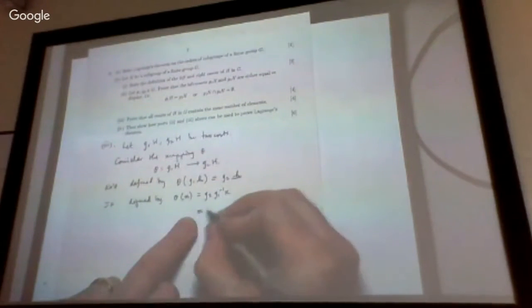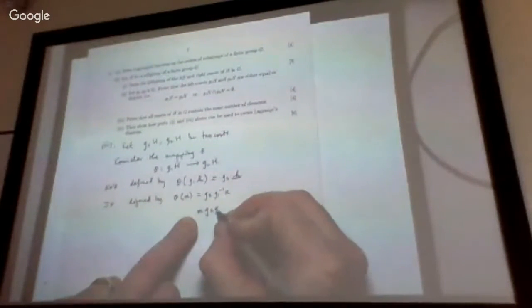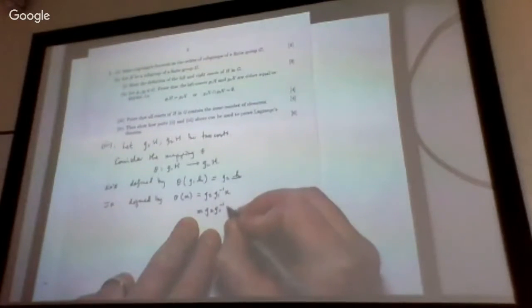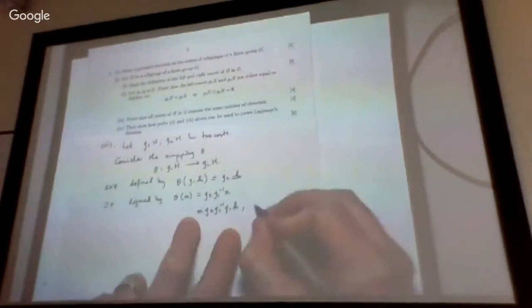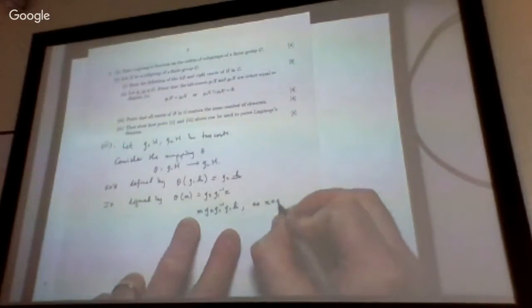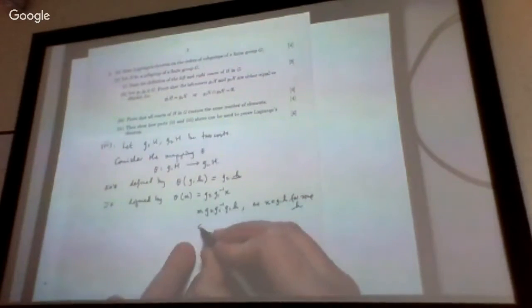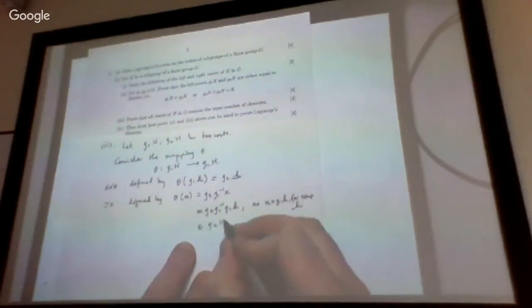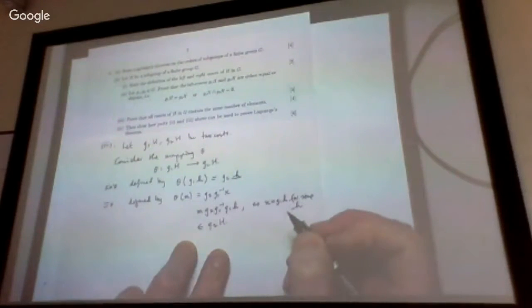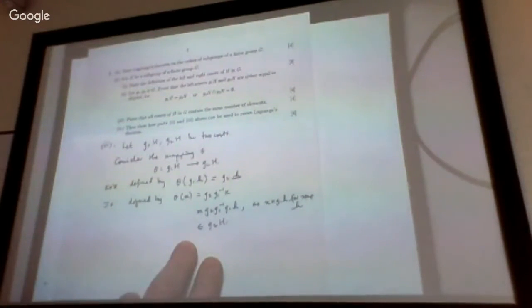Then you observe that x is equal to g1h, therefore it's g1h for some h. And then it becomes clear that this is an element of g2h. The g1 cancels out. Okay.